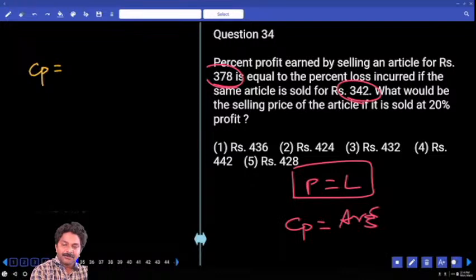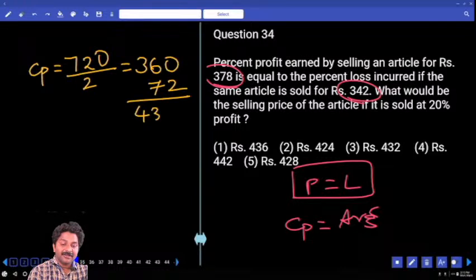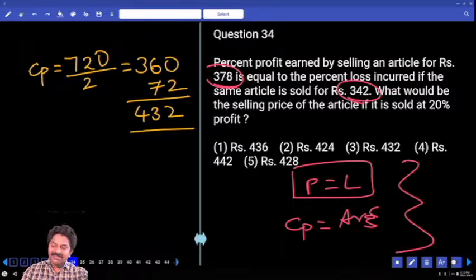Sum is equal to 720 divided by 2, 360. To get 10% profit? No, not 10%, 20% profit. Add 72. Answer 432. Yes. See this concept, if profit is equal to loss, cost price is equal to average. The similar concept we will get even in problems on ages also.